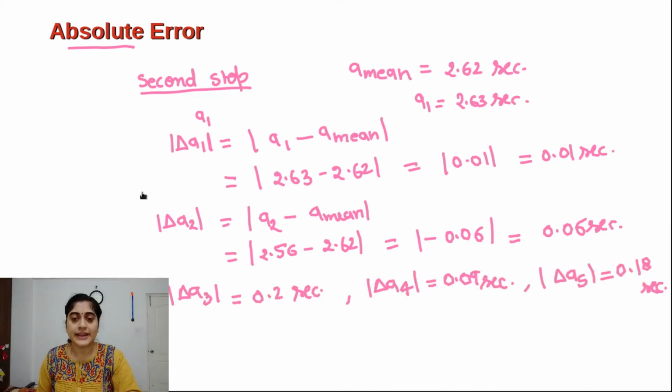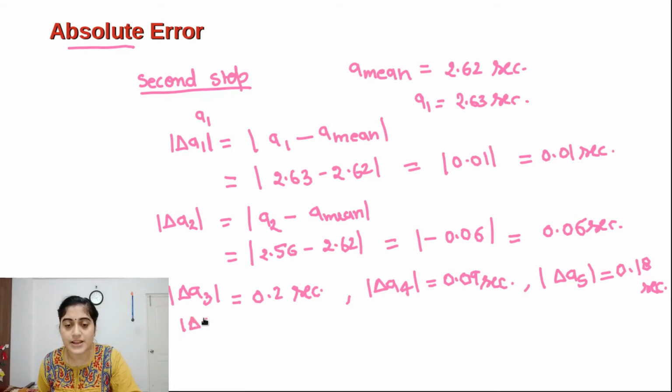Now we will take the average of all these absolute errors for the measured value. So we will take the average. The average value shows the absolute error for all the measured values. Okay. Now we are taking the average.